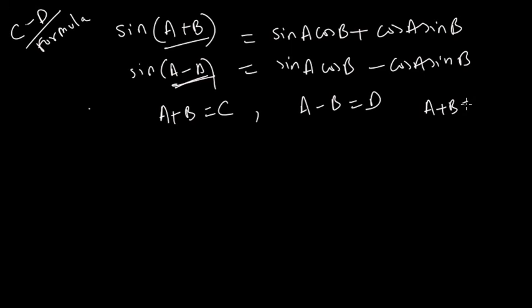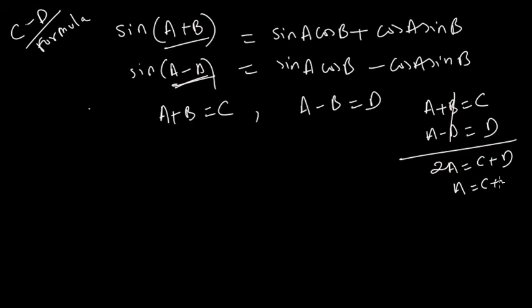A + B is equal to C, A - B is equal to D. So if we sum this, B will cancel, right? So 2A is equal to C + D. A is equal to (C + D)/2. From here we get, instead of A, I can substitute here (C + D)/2. So we have to use the substitution method here, okay?